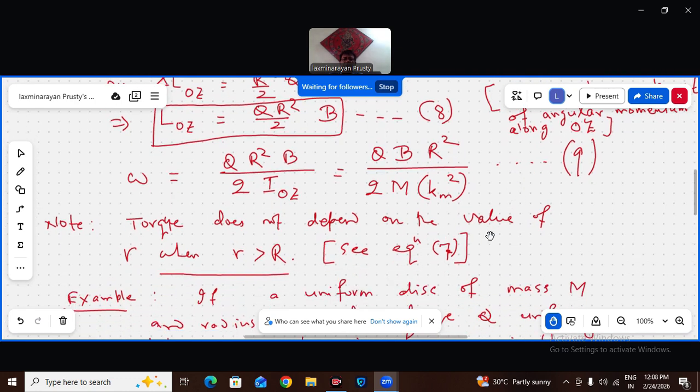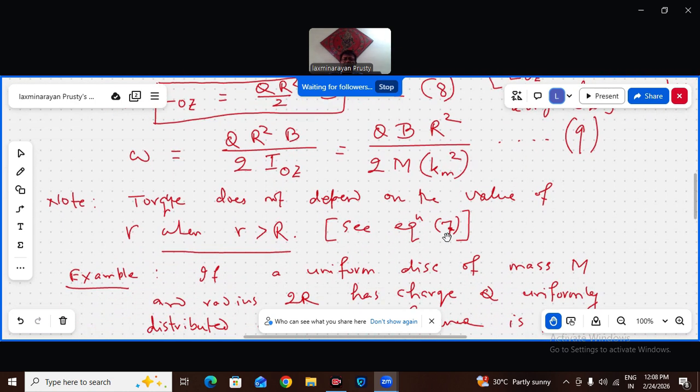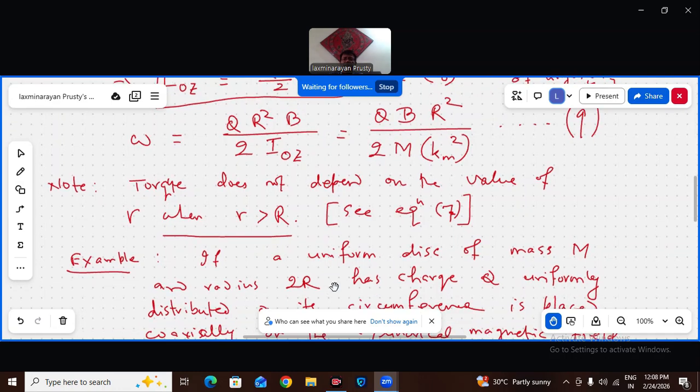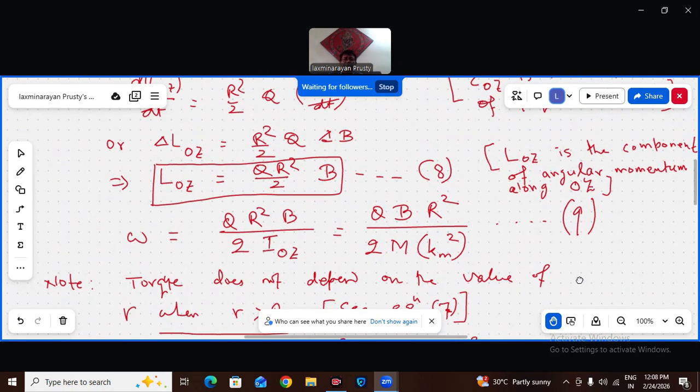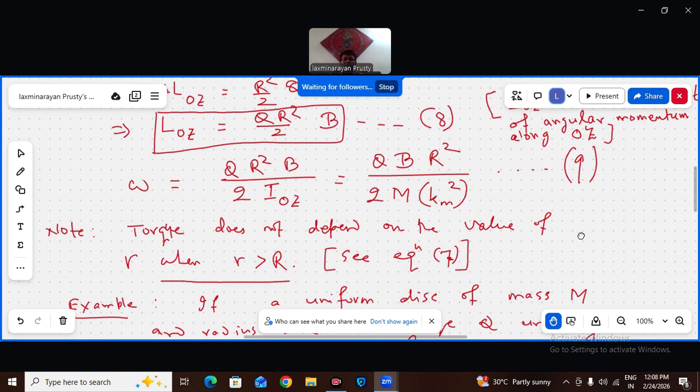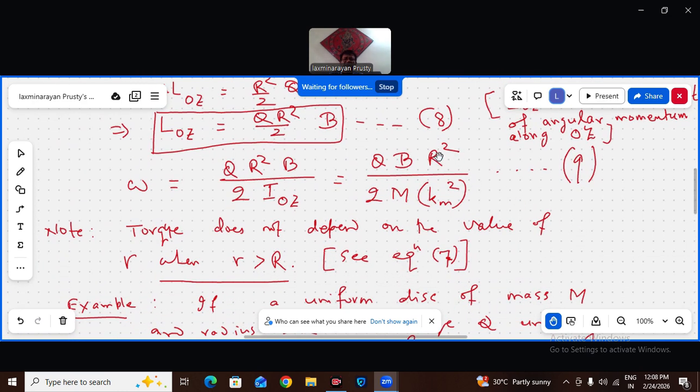So torque doesn't depend on the value of small r when r is greater than capital R. So let us take an example. Remember this. Here k_q square is there, but for this k_q square it is simply r square. But k_m square there is as before in the denominator.